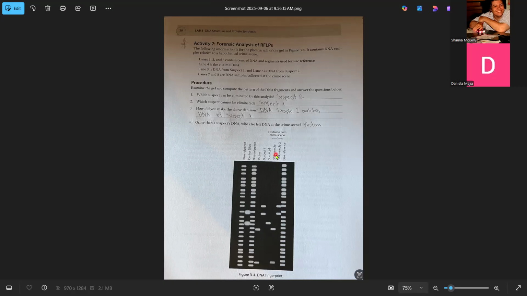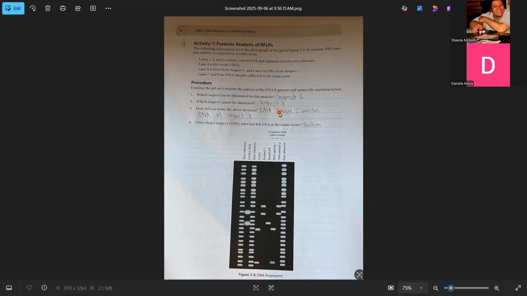Okay, it says examine the gel and compare the pattern of the DNA fragments, and answer the questions below. So here, the DNA of suspect 2 matches. Okay, it doesn't match suspect 1. It matches the victim. It matches the victim, so you should change that.